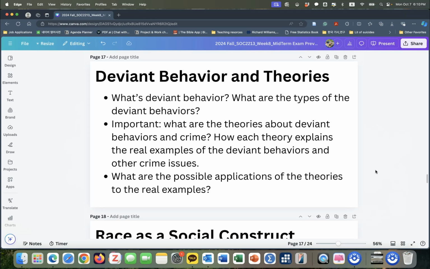And deviant behavior and theories. So the definition, right?